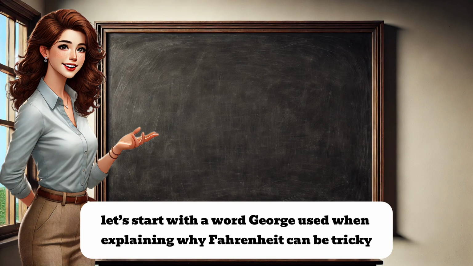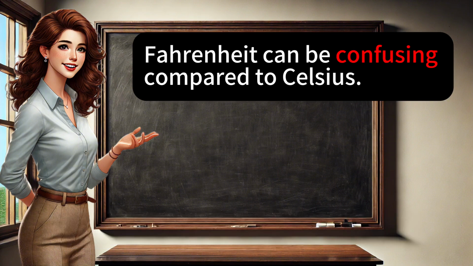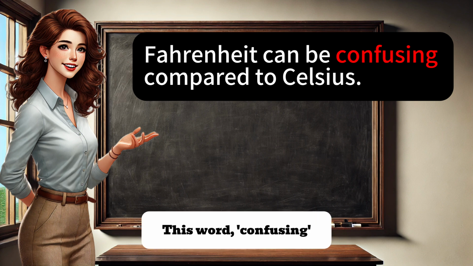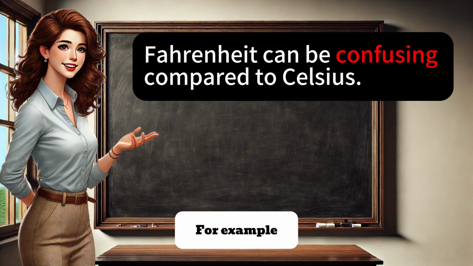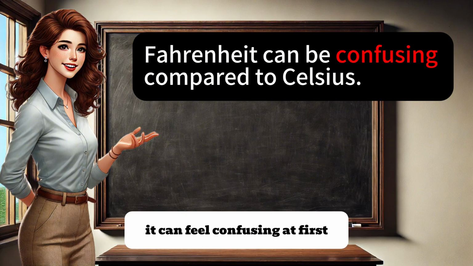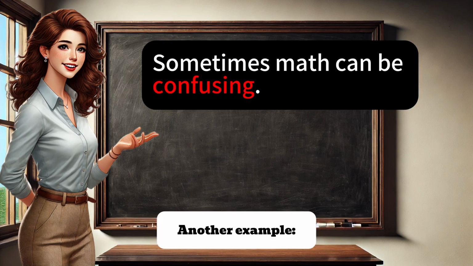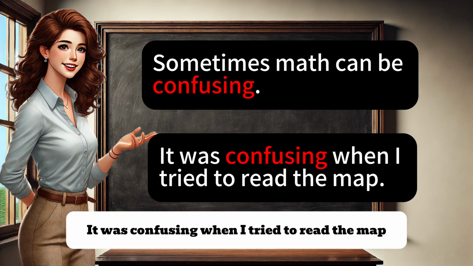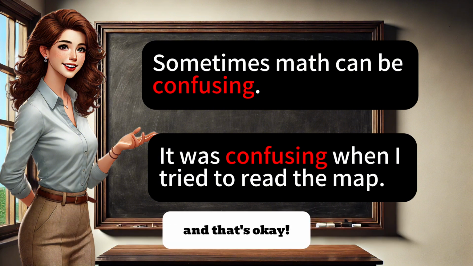Now, let's start with a word George used when explaining why Fahrenheit can be tricky. He said, "Fahrenheit can be confusing compared to Celsius." Confusing. This word, confusing, means something that's hard to understand or makes you feel uncertain. For example, when you learn a new topic, it can feel confusing at first. Sometimes math can be confusing. Another example: it was confusing when I tried to read the map. We all get confused sometimes, and that's okay.